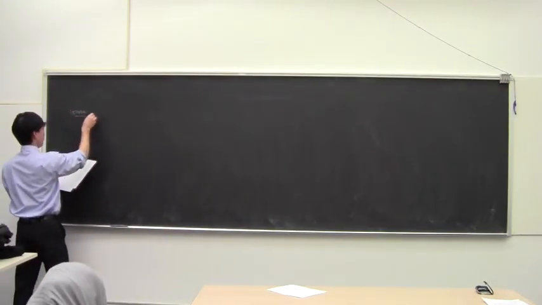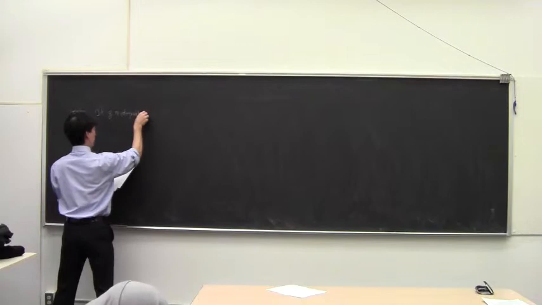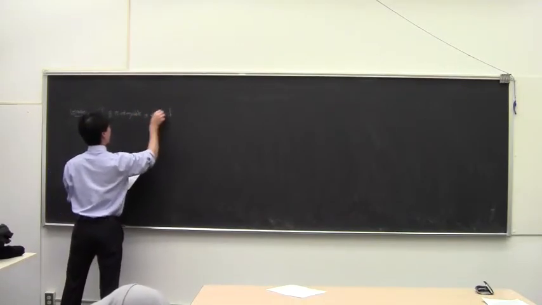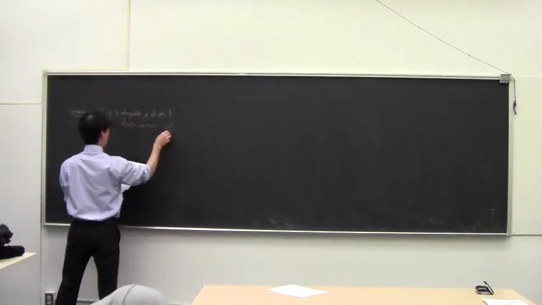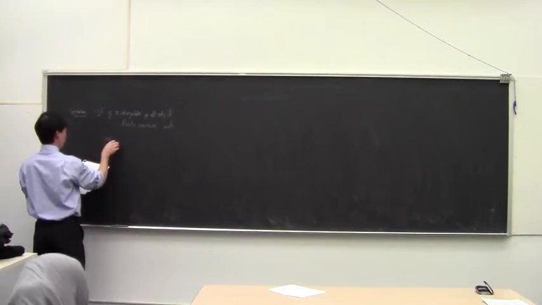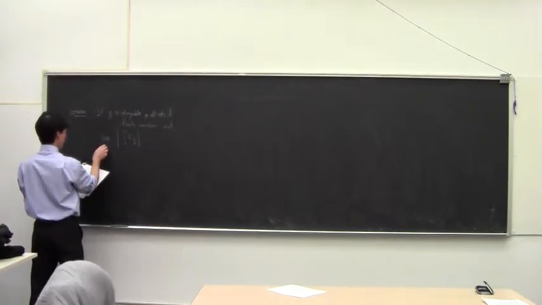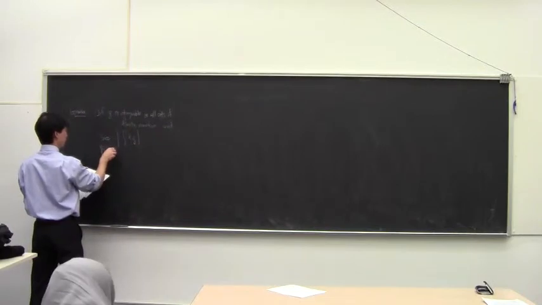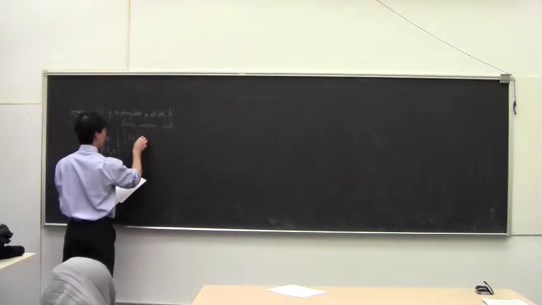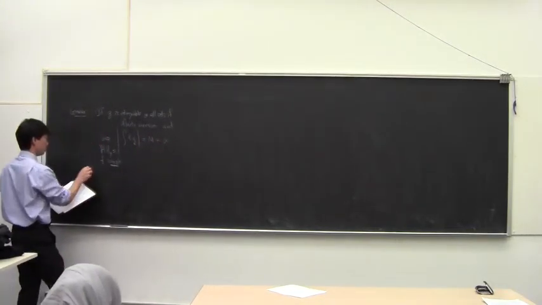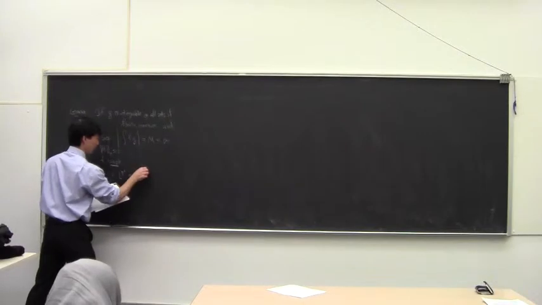Okay. So lemma 2. If g is integrable on all sets of finite measure, and the supremum of the integrals of f against g for f of norm 1 and f simple, okay, f simple is finite, is M, then in fact g is in LP prime, and the LP prime norm of g is M.